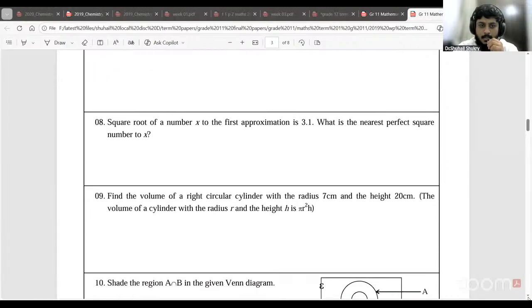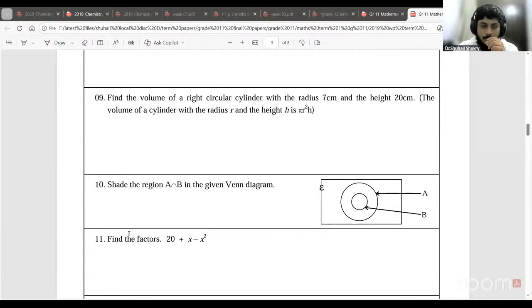Number 9. Find the volume of a right circular cylinder with radius 7 centimeters and height 20 centimeters. The volume of a cylinder with radius r and height h is pi r squared h. So here they have given the formula for volume.